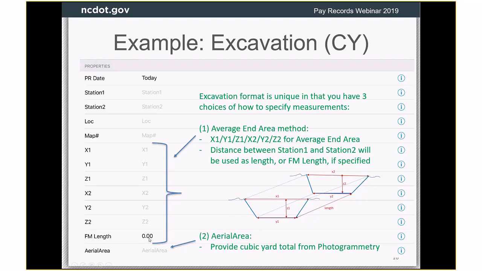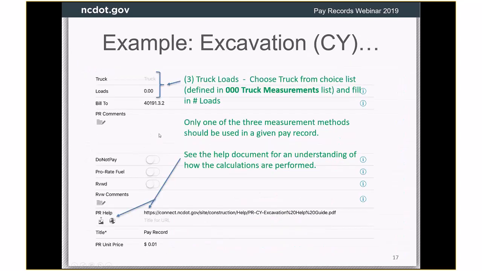The second choice would be aerial area, and this will probably be at the end of the project, when you get just a grand total from photogrammetry. You just put in that field the total amount of cubic yards, and that's all you have to do. You would just leave all these other things blank. And the third choice is truck.